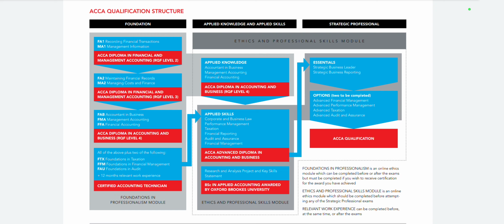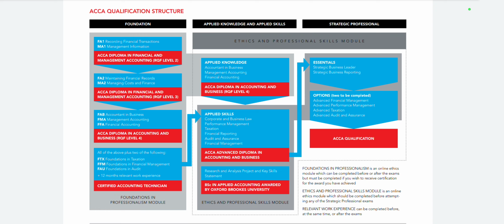If you want, you can sit for the BSc in Applied Accounting awarded by Oxford Brookes University. This can be done if you have sat for FR, that's financial reporting, audit and assurance, and financial management. You have to sit for those 3 exams. You can't get exemptions for those 3 exams, so if you want to get this degree, you'll have to sit and pass those exams. If you have been awarded any exemptions, you'll have to withdraw them and sit them.